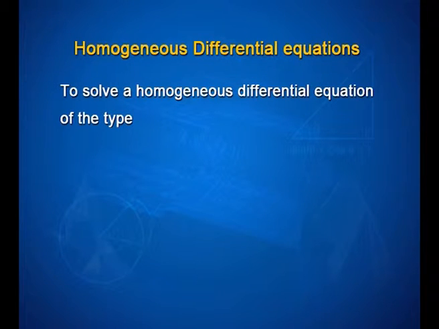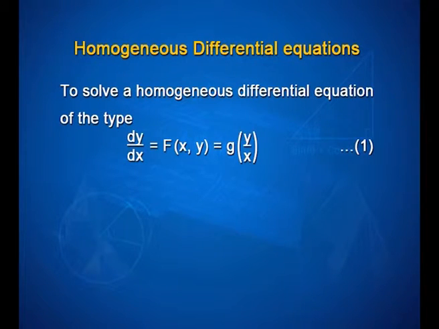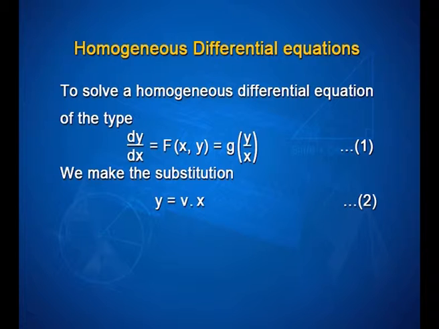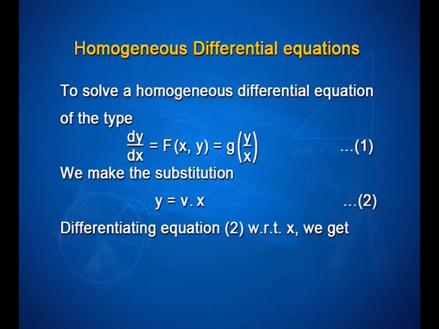Now, let us discuss how to solve homogeneous differential equations. To solve a homogeneous differential equation of the type dy upon dx is equal to f of x, y, that is equal to g of y upon x, take this as equation number 1. We make the substitution y is equal to v into x. This is equation number 2. On differentiating equation 2 with respect to x, we get dy by dx is equal to v plus x into dv upon dx. Take this as equation number 3.